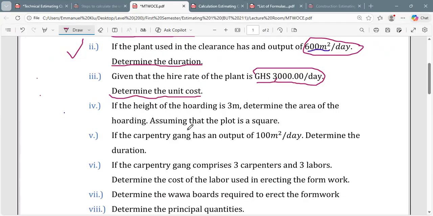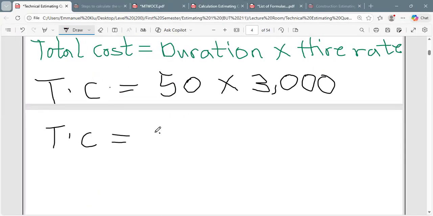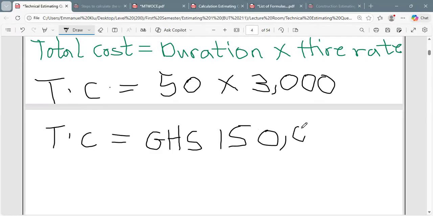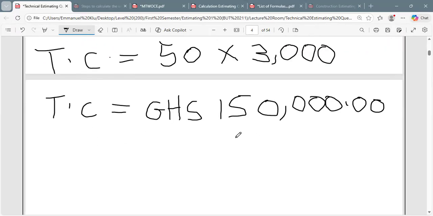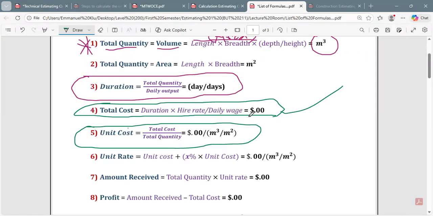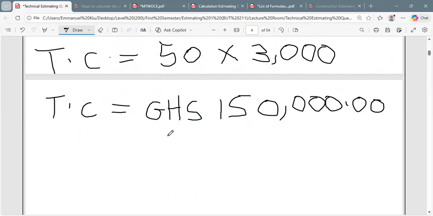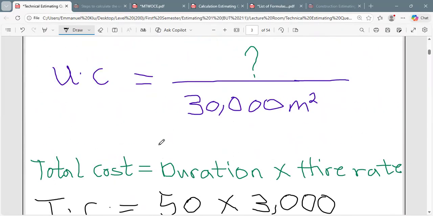Since our money is in Ghana cedis, it means that we can write our final answer in Ghana cedis. So take note that this is the total cost we are writing. After the calculation, we are going to get 150,000. Remember, it is money, so you have to add the 0.00. Just as it is over here, I've added all the units for you. So now we are done calculating our total cost.